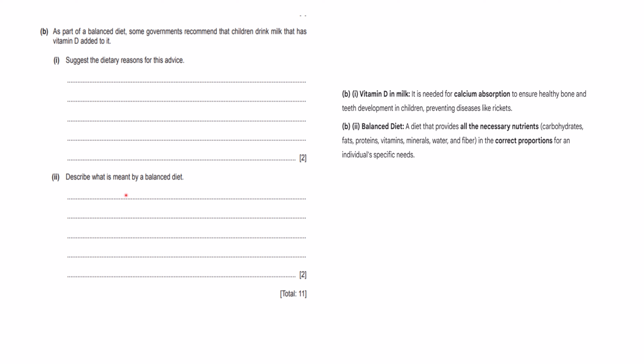To describe what is meant by balanced diet: a diet that provides all the necessary nutrients, carbohydrates, fats, proteins, vitamins, minerals, water, and fiber, in the correct proportion for an individual's specific needs. This question number 4 altogether carries 11 marks.